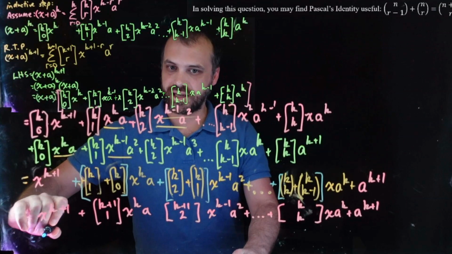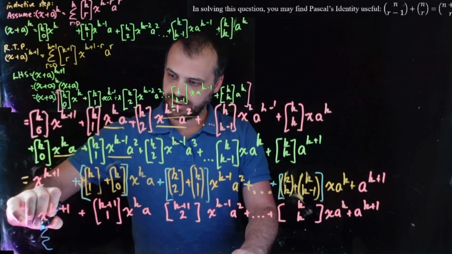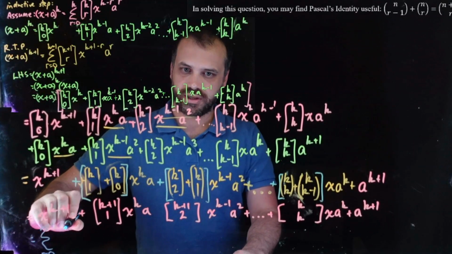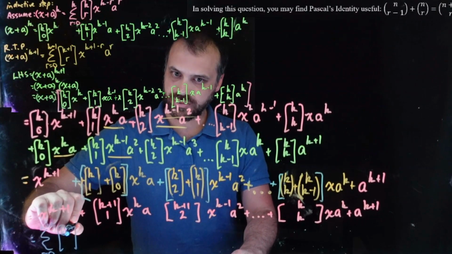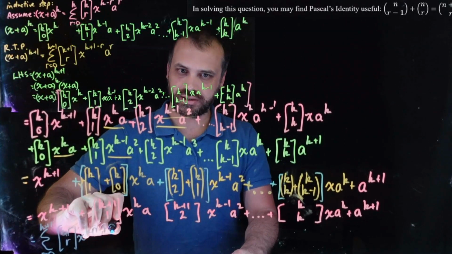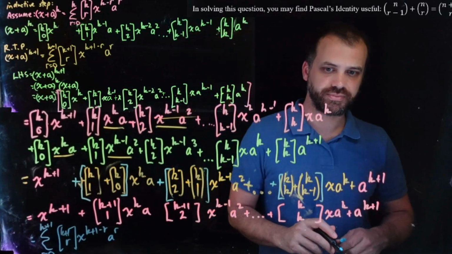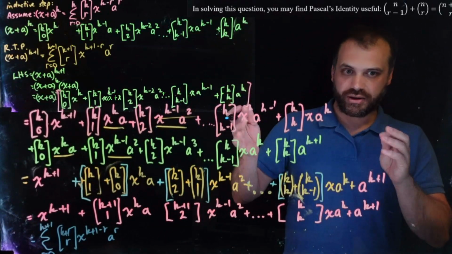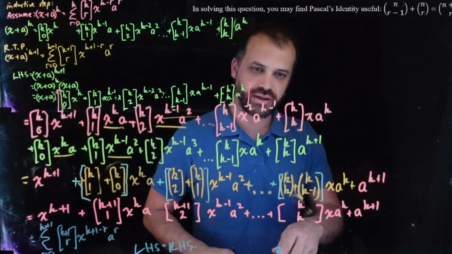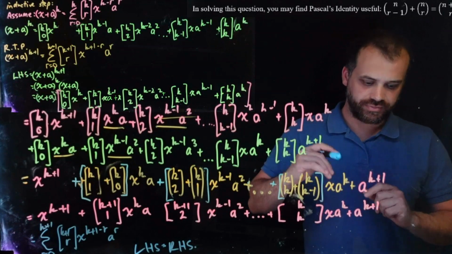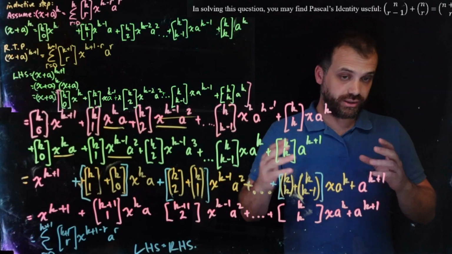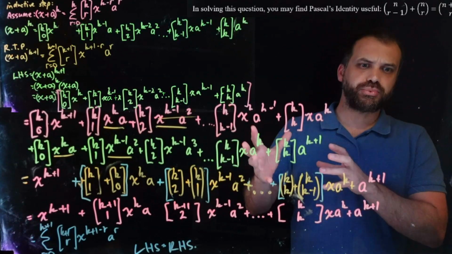So we can just say that it is equal to the sum from r equals 0 to k plus 1 of x to the k plus 1 minus r, a to the r. And therefore, we have proven this. The left-hand side is equal to the right-hand side, QED, etc., etc. All right, it's a big one. If you want to see someone else talk about this, this is a pretty famous proof.